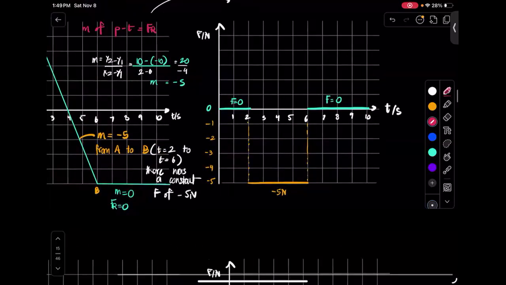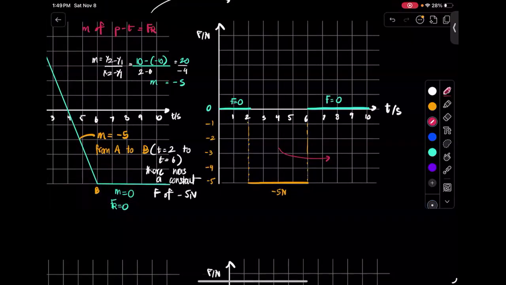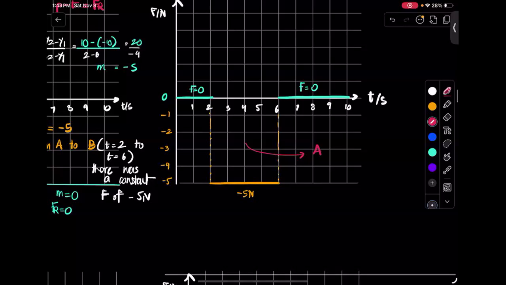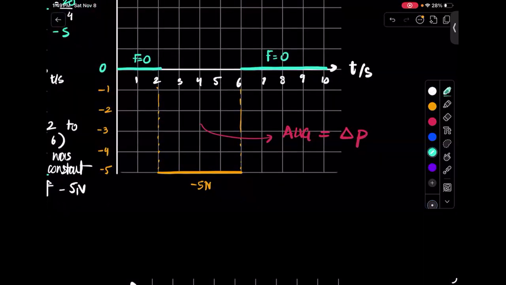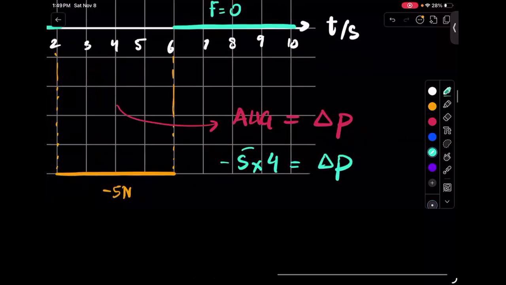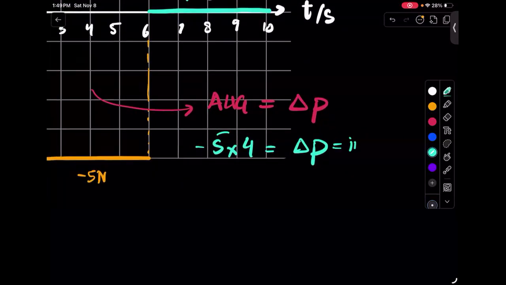The area under the graph for this one is equal to change in momentum. You can verify it. I guarantee it. What is the area under this graph? Let's check. So 5 times 4, so basically 5 times -4, or -5 times 4, is equal to change in momentum. This is also what we call the impulse. Change in momentum is just impulse. It's just another name.